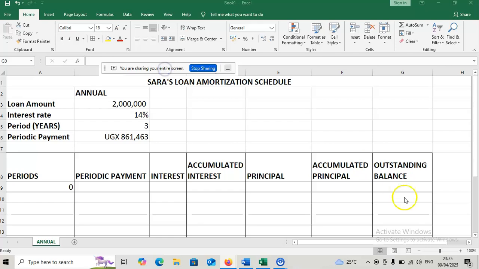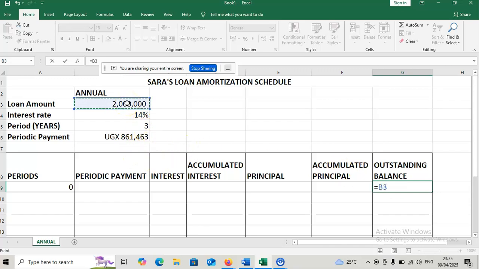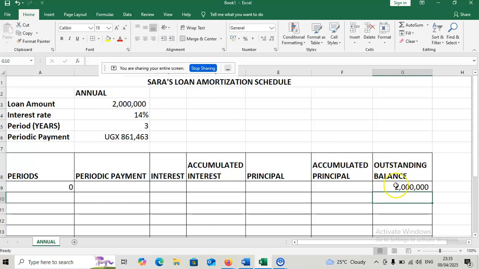So how do you put the loan amount? You have to press the equal sign, then go select the loan amount. Okay, you type in an equal sign, then go pick the cell having the loan amount. After doing that, press the enter button. Okay, so it keeps picking the value from here. Period 0, these in the middle are not there, you only have the loan amount.